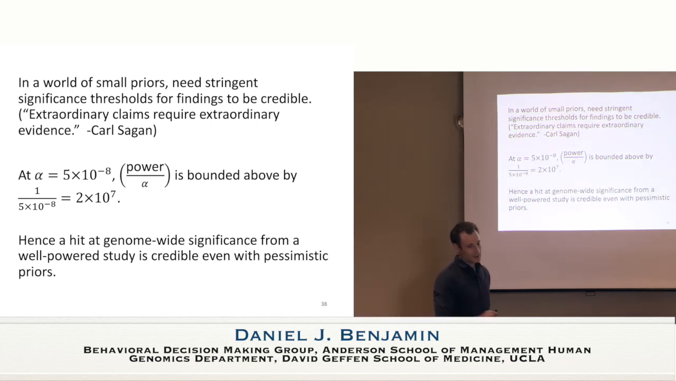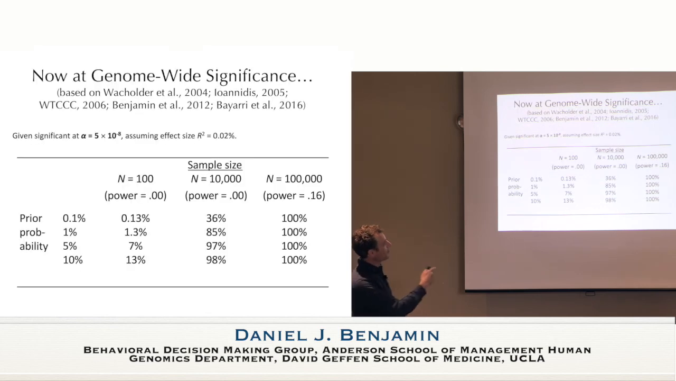So that helps explain why the GWAS results have been as replicable as they are. We can get credible findings from well-powered studies, even with pessimistic priors. So here's that same figure from before, now recalculated with genome-wide significance instead of 0.05. You have essentially 0 power even with 10,000 people to identify a true effect of magnitude 0.02%. And notice, even with 100,000 people, our power is not that high. It's 16%. But it turns out that's OK.